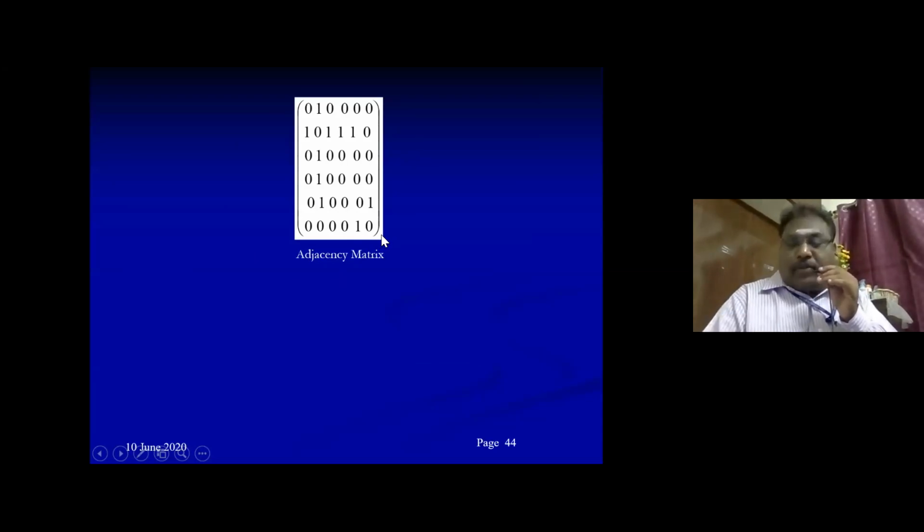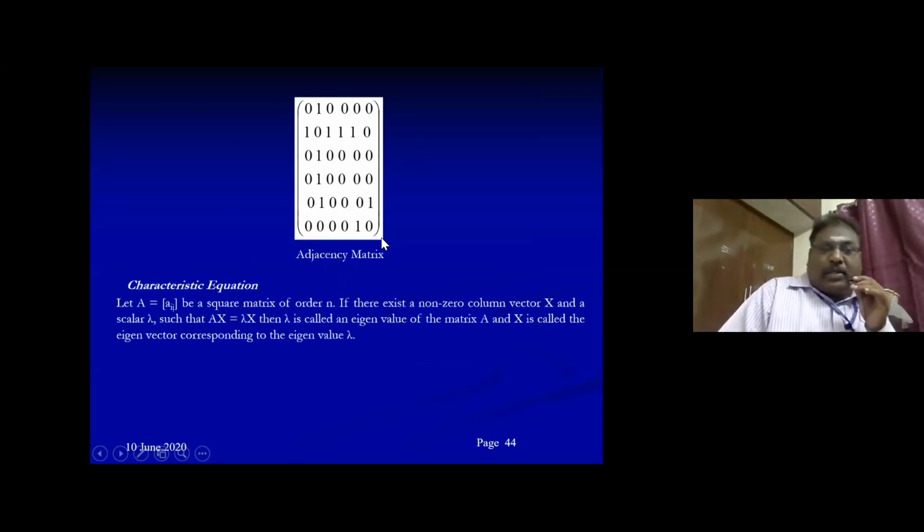Fine. So I take the adjacency matrix and then I calculate the characteristic equation. What is called characteristic equation? So if I have a square matrix of order n, then if there exists a non-zero column vector x such that Ax is equal to lambda x, then I say lambda is the eigenvalue and x is the eigenvector. This is the definition of your lambda. Okay, so such a situation exists if a non-zero column vector exists.